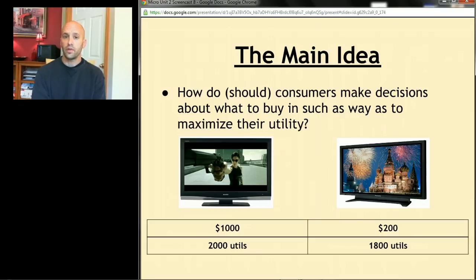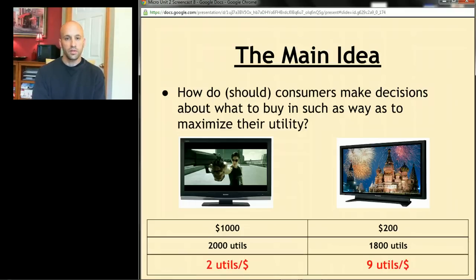Is there a clear choice of television now? I'd suggest that there might be. You're probably doing some calculation in your head, whether you know it or not, and the calculation you're doing is essentially this. How many utils am I getting per dollar that I spend on that good? Or in other words, how much bang for the buck am I getting from these things? The one on the left costs more and gives me more utility, but the one on the right costs a lot less and gives me almost as much utility. It seems like the one on the right is a better deal. You're getting 9 utils per dollar that you spend on the one on the right, and only 2 utils per dollar for the one on the left.